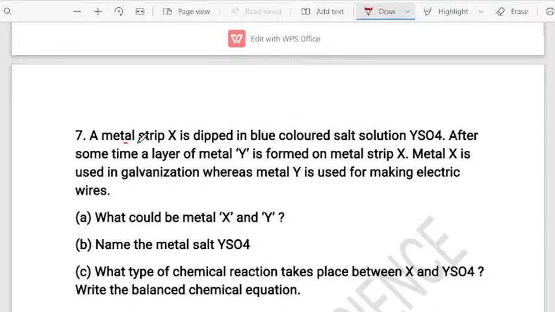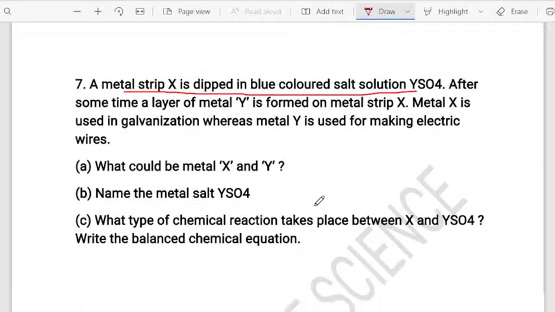A metal strip X is dipped in the blue colored salt solution. Blue colored salt solution ಅಂದ ತಕ್ಷಣ ನಿಮ್ಗೆ ಗೊತ್ತಾಗಬೇಕು, ಟೆಕ್ಸ್ಟ್ ಬುಕ್ ನಲ್ಲಿ ಇರುವಂತದ್ದು ಕಾಪರ್ ಸಲ್ಫೇಟ್. ಓಕೆ, YSO4 ಅಂತ ಕೊಟ್ಟಿದ್ದಾರೆ. ನಿಮ್ಗೆ ಗೊತ್ತಿಲ್ಲ ಇನ್ನುವೆ, ಬಟ್ ಅನಲೈಸ್ ಮಾಡ್ಕೊಳ್ಬೇಕಾದ್ರೆ ನೀವು ಈ ರೀತಿ ಮಾಡ್ಕೊಳ್ಬೇಕು. After some time a layer of metal Y is formed on the metal strip X. Metal X is used in galvanization. ವೆರಿ ಇಂಪಾರ್ಟೆಂಟ್. ನೀವು ಈ ಕಾಪರ್ ಸಲ್ಫೇಟ್ ಅಲ್ಲಿ ಯಾವ ಮೆಟಲ್ ನ ಡಿಪ್ ಮಾಡ್ತಿದ್ದೀರಾ ಅಂತ ಹಿಂಟ್ ಪಡ್ಕೊಳ್ಬೇಕಂದ್ರೆ ಗ್ಯಾಲ್ವನೈಸೇಷನ್ ಅನ್ನೋ ಕಾನ್ಸೆಪ್ಟ್ ಗೊತ್ತಿರಬೇಕು. ಗ್ಯಾಲ್ವನೈಸೇಷನ್ ಅನ್ನ ನೀವು ತಿಳ್ಕೊಂಡಿರ್ಬೇಕು. ಓಕೆನಾ.